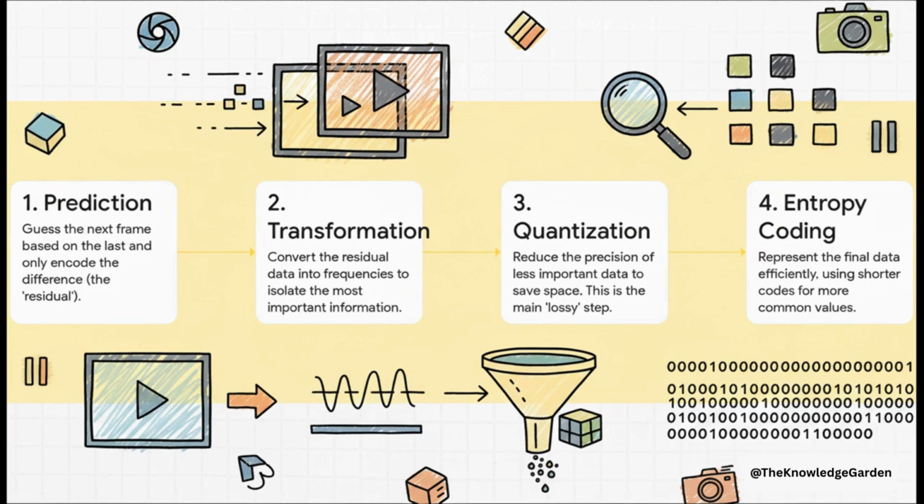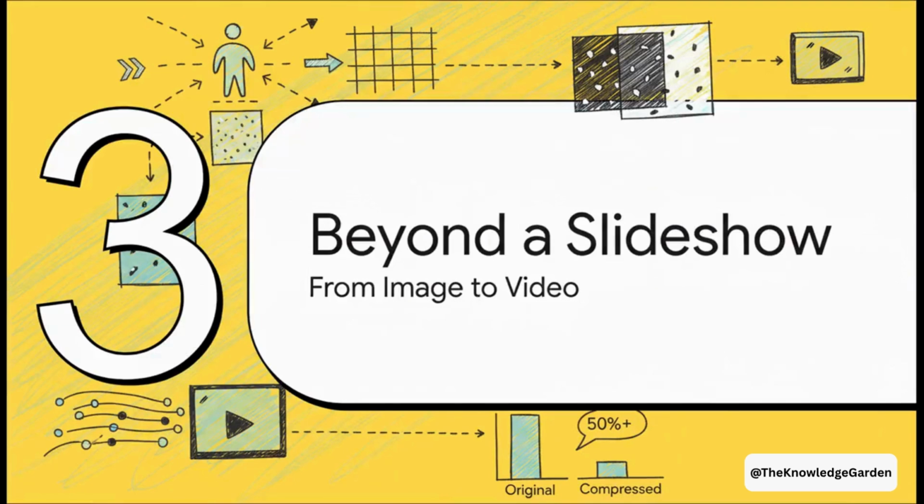And finally, entropy coding. This is like a digital shorthand. It uses short codes for things that appear all the time and longer codes for things that are rare. It's the final step to pack everything down as tightly as possible. Now, those 4 tools work great for a single image, like a JPEG you'd take on your phone. But video isn't just a slideshow of separate pictures. The real magic comes from exploiting the relationship between the frames over time.